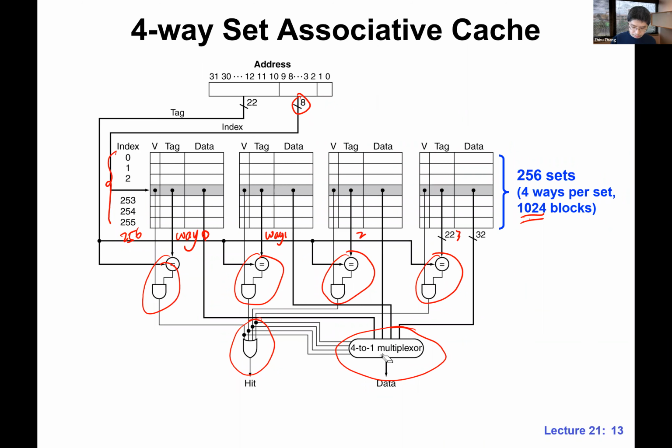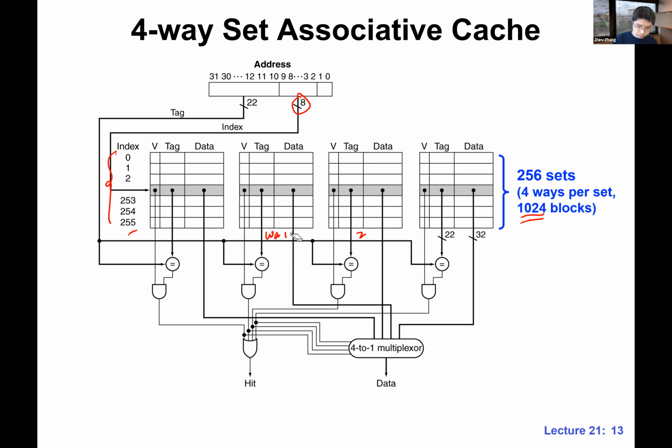Any questions about how this one works? The key thing, and I have to emphasize it again, is that we are addressing the cache set and we are searching all the ways in the set. We hit one set at a time, and we search all the ways in the set at the same time.